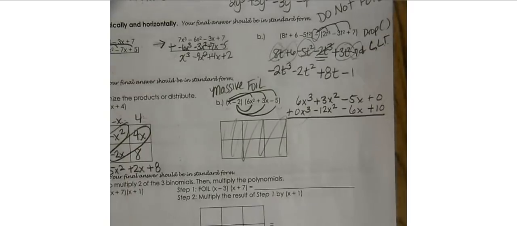I just wanted to show you another approach. So we have 6x cubed plus 0x cubed. That's 6x cubed. 3x squared minus 12x squared is minus 9x squared. Negative 5x minus 6x is minus 11x. And 0 plus 10 is 10. And that is your answer.